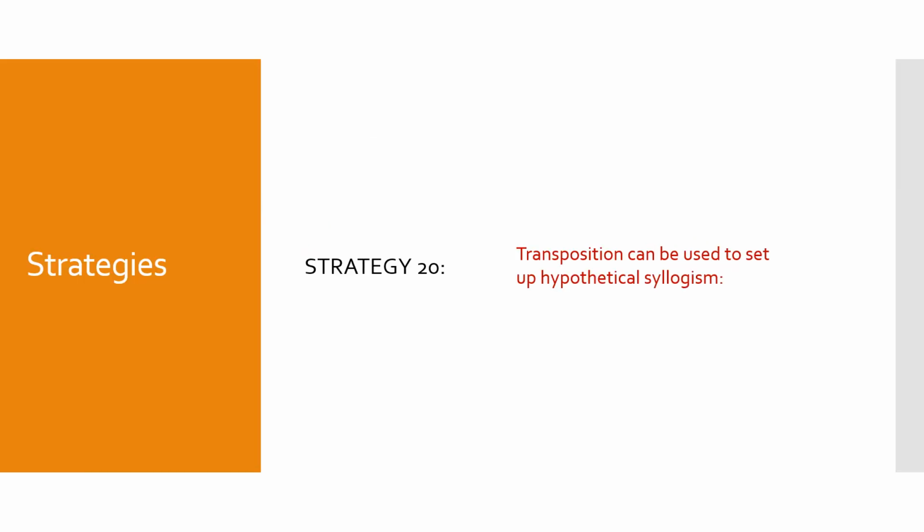Strategy 20. Strategy 20 says transposition can be used to set up a hypothetical syllogism. So let's see how that works by way of an example. In this argument, I have if P, then Q. The second premise says if not R, then not Q. And the conclusion we're trying to draw is if P, then R.